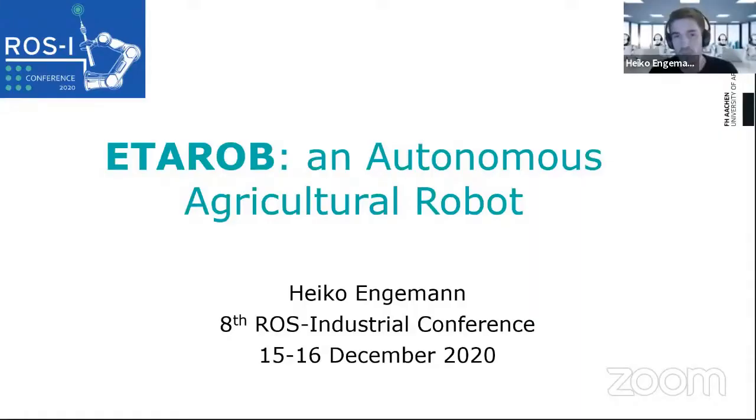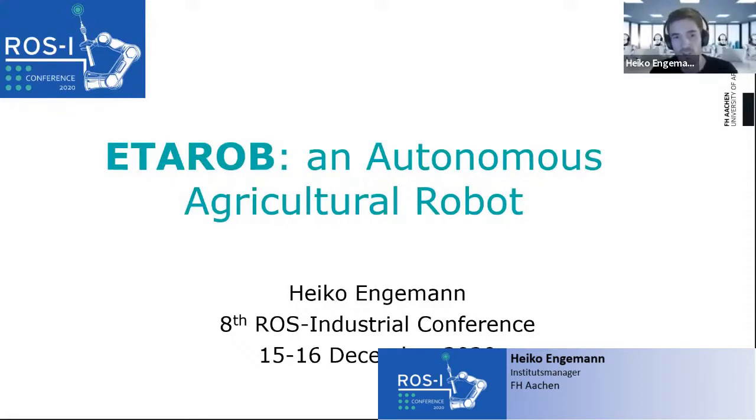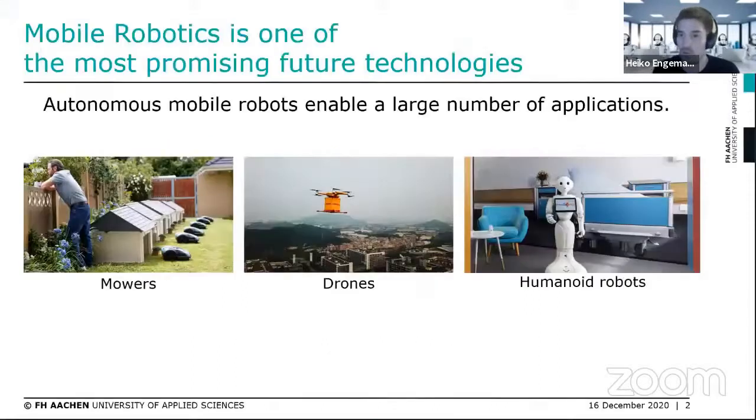I would also like to welcome everybody to the presentation where I present our work in terms of the agriculture robot ETAROB. And I would like to start with a short introduction into mobile robotics, which is one of the key future technologies enabling a large number of applications. We are already surrounded by autonomous vacuum cleaners, mowers, drones, or even humanoid robots. And for example, autonomous driving is one of the main research topics for the automotive industry.